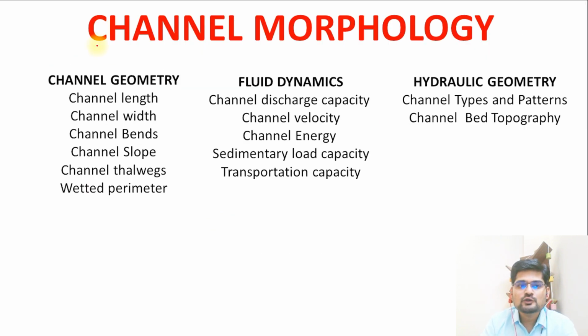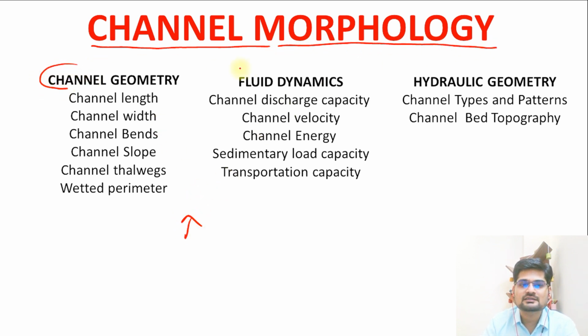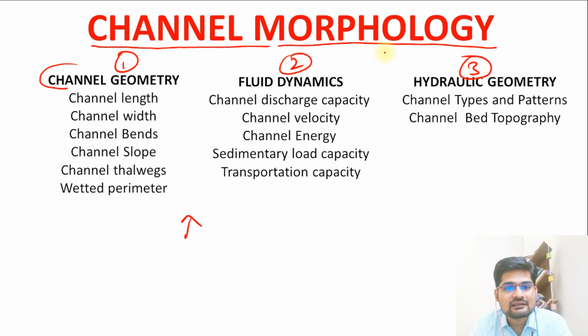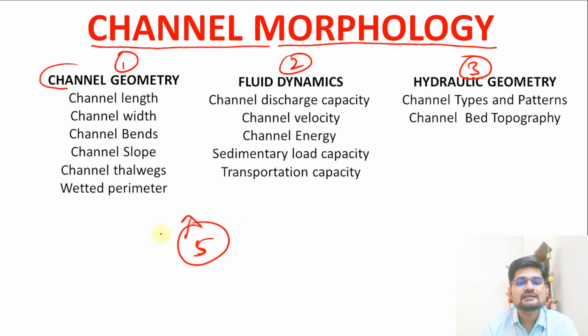So if you want to remember channel morphology, now this is the way. Remember these three important factors: number one, number two, number three. These are not the factors. Basically these are the components of channel morphology. Many places you will find that these components have been divided into 5 components. So what I did was I just made it into 3 major components.